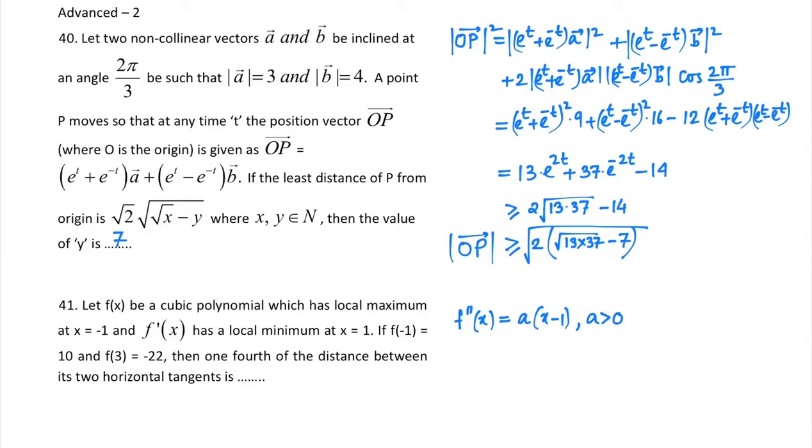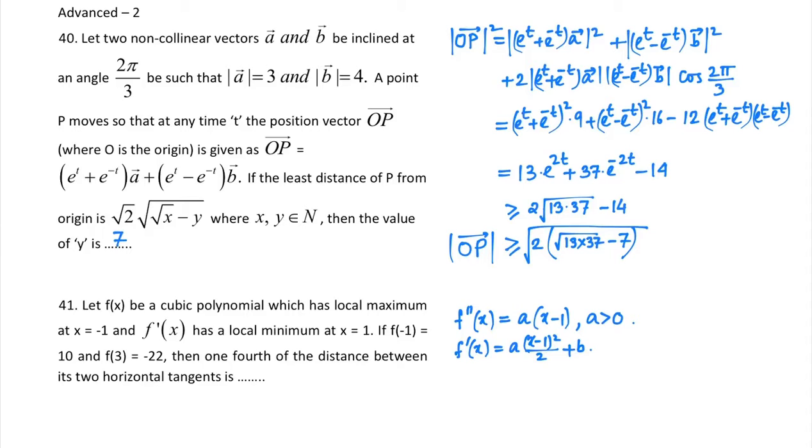Okay, so this is our assumption. Let f double dash x be like this. This assumption is based on the fact that is given in the question. Now, if I integrate both sides, I will get f dash x equal to a into x minus 1 whole square by 2 plus some constant b.